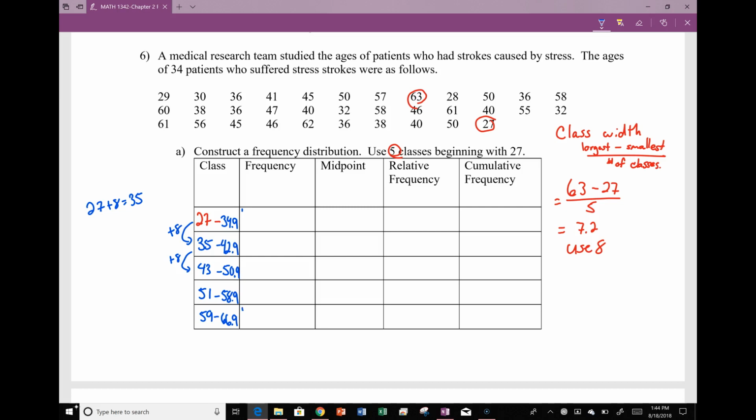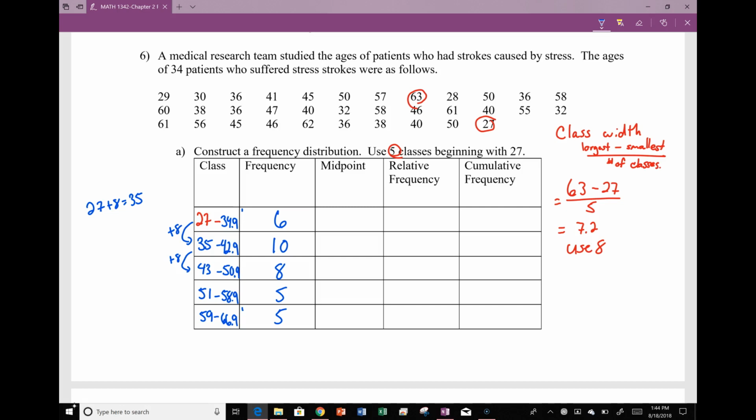Now I highly recommend that you pause the video here and count up how many go in each class, because in just a moment I'm going to put all of those in there. So go ahead and pause the video and find them. Okay, so you should have found the following frequencies: 6, 10, 8, 5, and 5. There are 6 numbers between 27 and 34.9. There are 10 numbers between 35 and 42, or 10 patients who are between these ages.